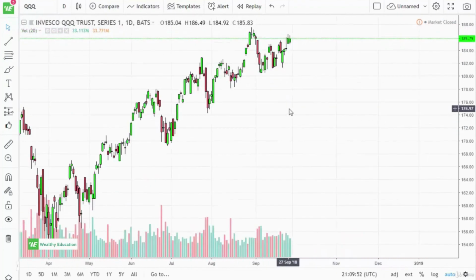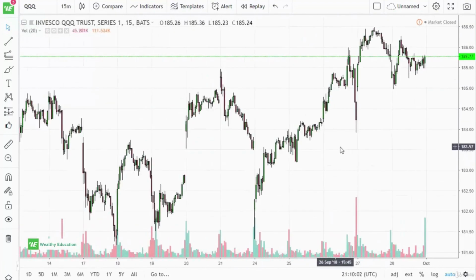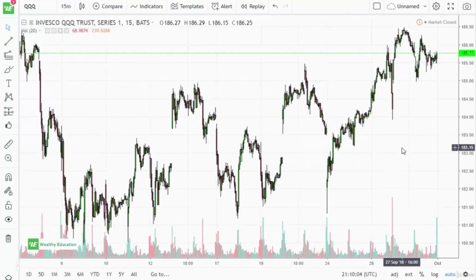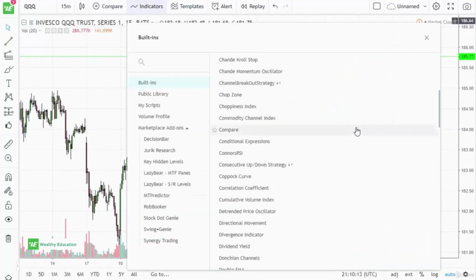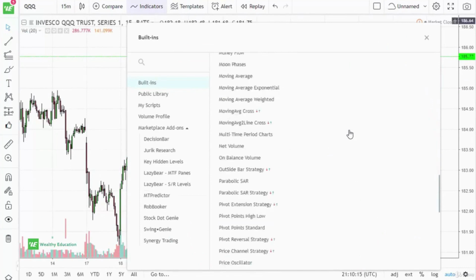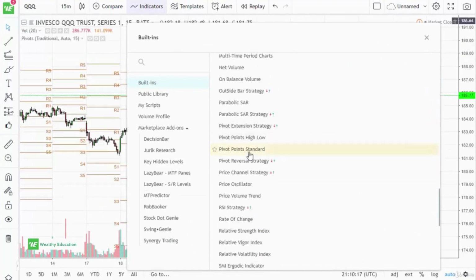At this point, as you know, and as I've tried to pound into your head this entire course so far, do not fight the trend. So now that we know that we don't fight the trend, we never fight the trend, it leads to heartache, we can look at pivot points. So I'm going to click indicators. I'm going to go to pivot point standard.